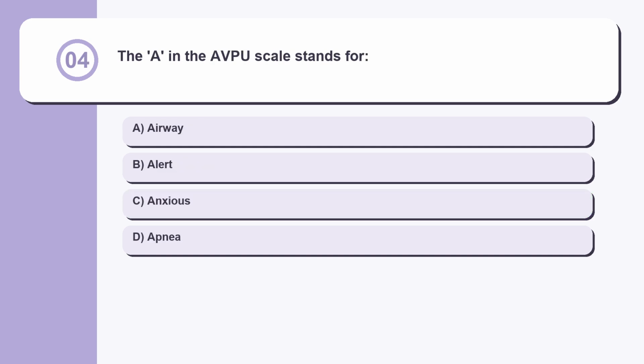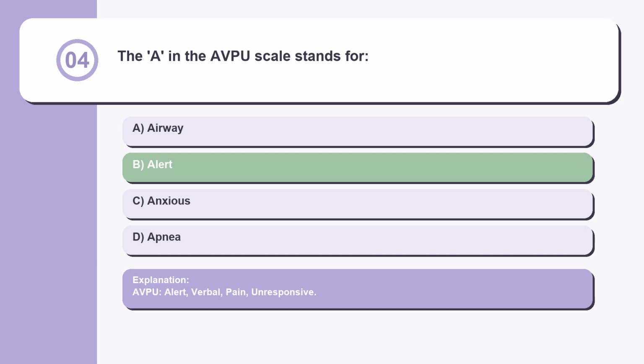Question 4. The A in the AVPU scale stands for airway, alert, anxious, apnea. AVPU: alert, verbal, pain, unresponsive.